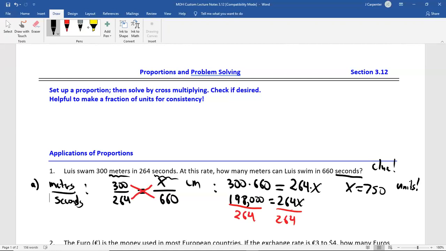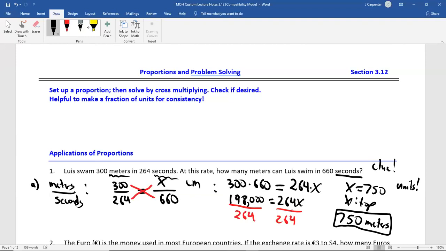If I said seconds a second ago, that may or may not be right. I need to go back and ask, where was the x? The x was in the top, and what goes in the top? Meters. So this is 750 meters. I don't know if I said seconds previously, I may have, but I did not mean to. I was just talking too fast.